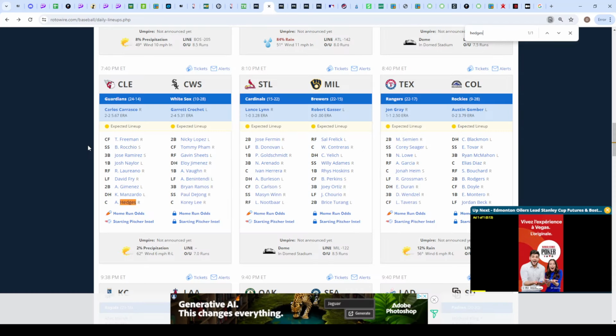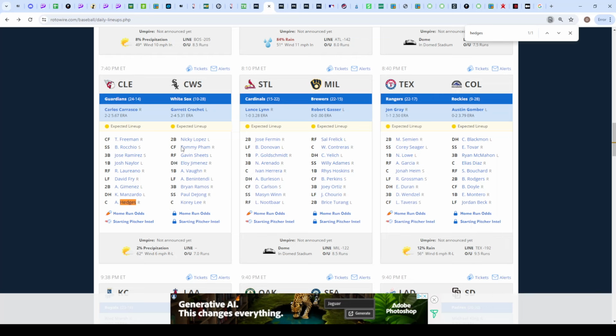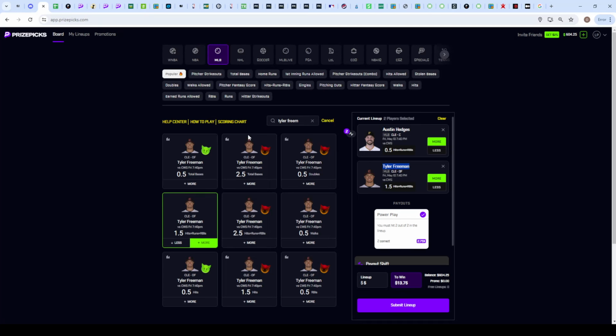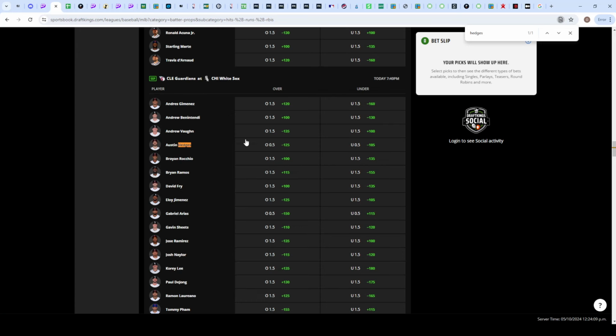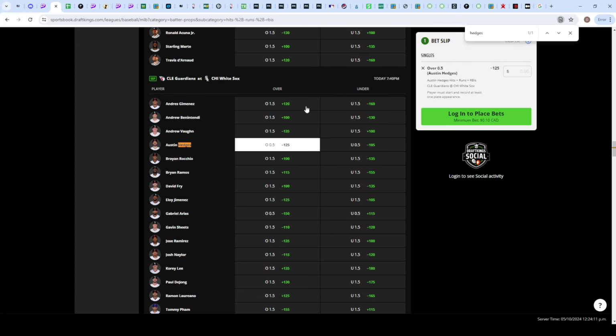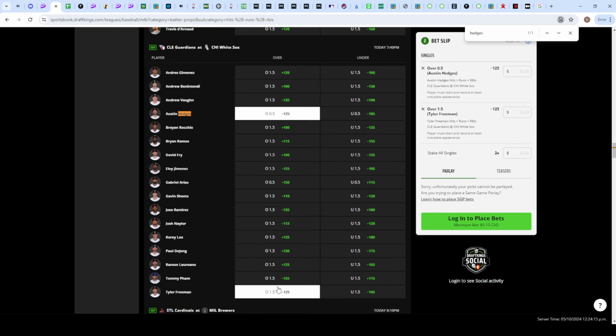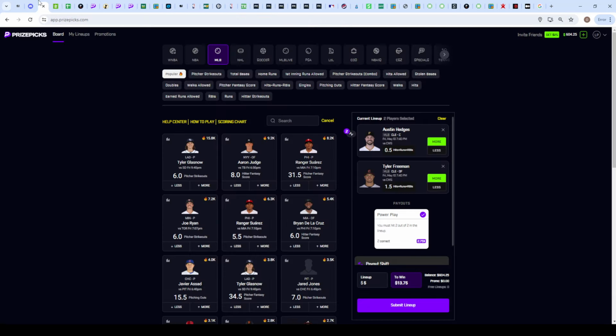If you go and check Hedges, he's expected to bat 9th. Freeman expected to bat 1st. So they won't be batting together in the first inning, but eventually throughout the game, they will probably be batting near each other. And it's also the fact that if Cleveland is doing well, they're going to get more at-bats, allowing both Hedges and Freeman to get their hits, runs, or RBIs. Also, I'll always talk about the juice. Austin Hedges has juice towards the over at minus 125, as we see here on DraftKings. And then the second pick, Tyler Freeman, also has juice towards the over at minus 125. So we have that correlation effect and we have that juice.